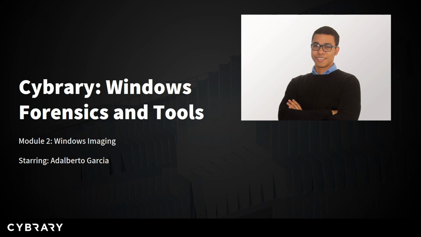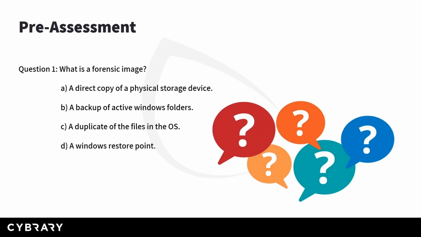In this video, we're going to go over a pre-assessment question for Module 2, and after that, we're going to cover Windows imaging and analyze the digital and physical structure of the operating system. So, here's a pre-assessment question for you. What is a forensic image? Do you think it's A, a direct copy of a physical storage device, or maybe B, a backup of active Windows folders, or maybe C, a duplicate of the files in the operating system, or D, a Windows restore point? If you said A, a direct copy of a physical storage device, you are correct. We are going to see why next.